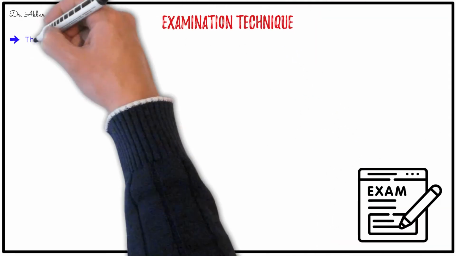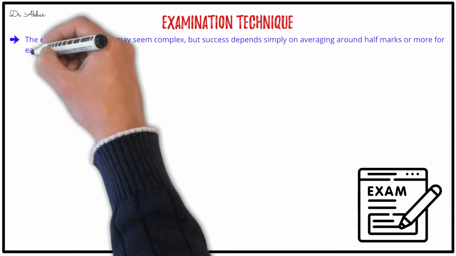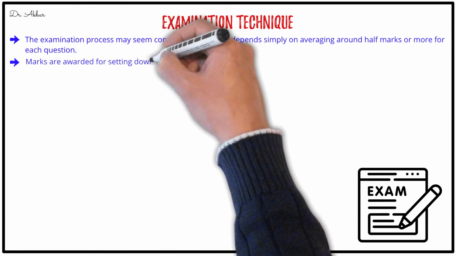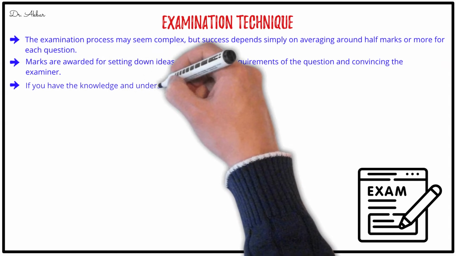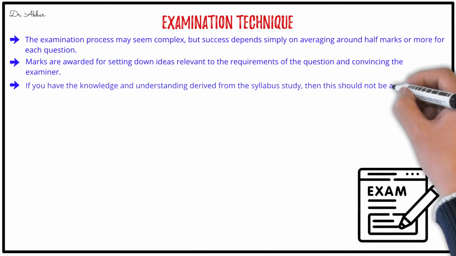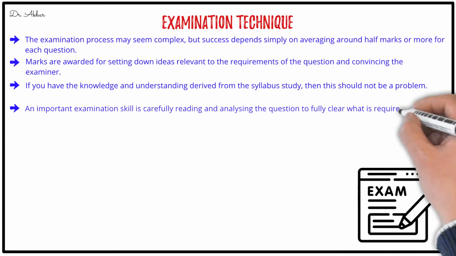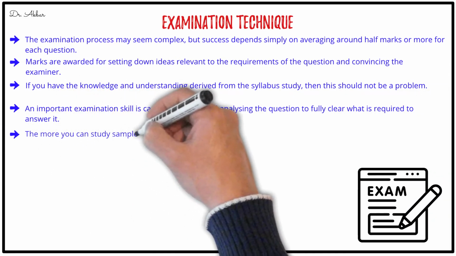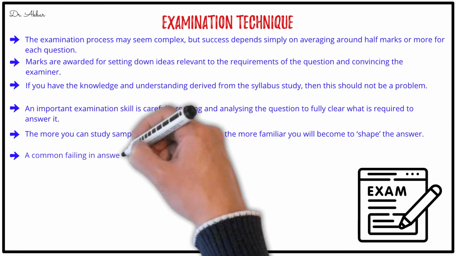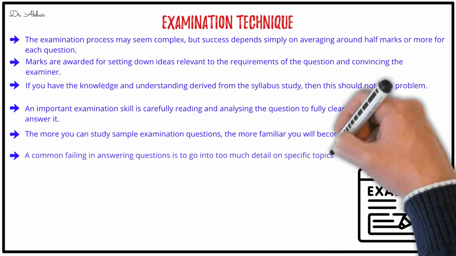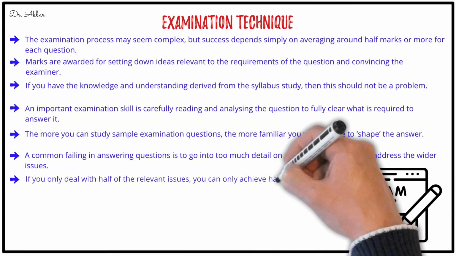Examination Technique. The examination process may seem complex, but success depends simply on averaging around half marks or more for each question. Marks are awarded for setting down ideas relevant to the requirements of the question and convincing the examiner. If you have the knowledge and understanding derived from the syllabus study, then this should not be a problem. An important examination skill is carefully reading and analyzing the question to be fully clear what is required to answer it. The more you can study sample examination questions, the more familiar you will become with how to shape the answer. A common failing in answering questions is to go into too much detail on specific topics and fail to address the wider issues. If you only deal with half of the relevant issues, you can only achieve half of the marks.